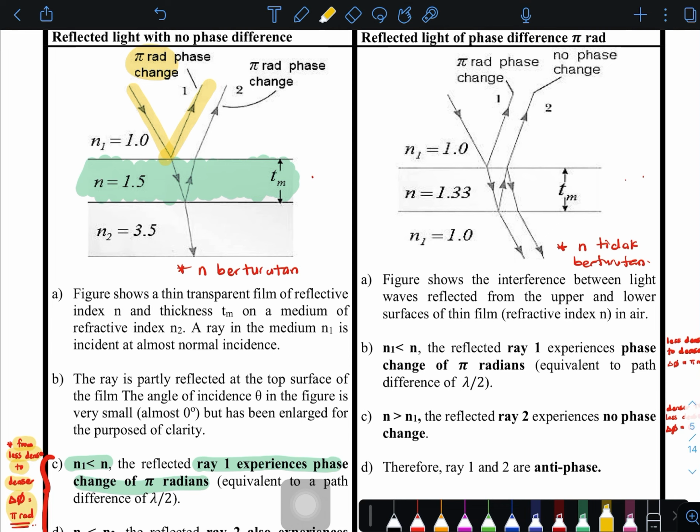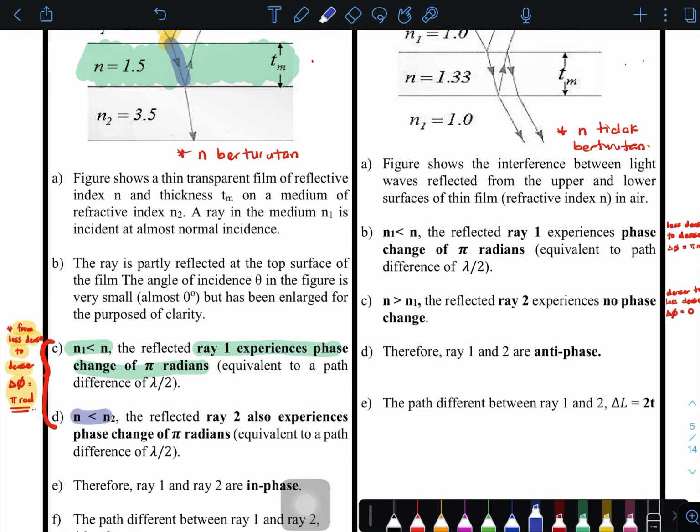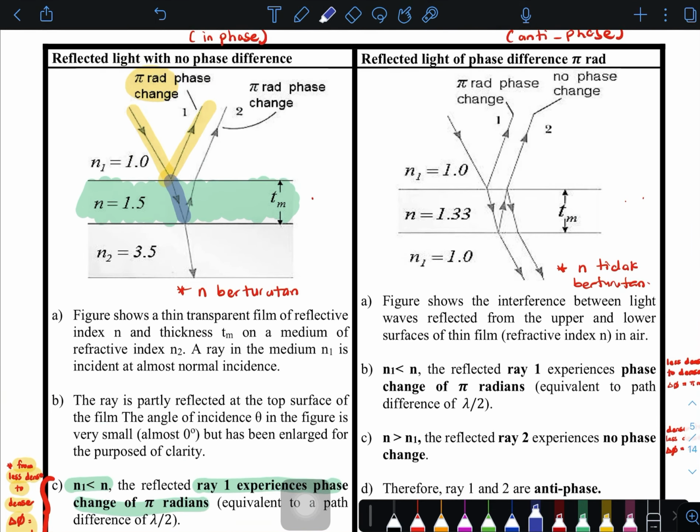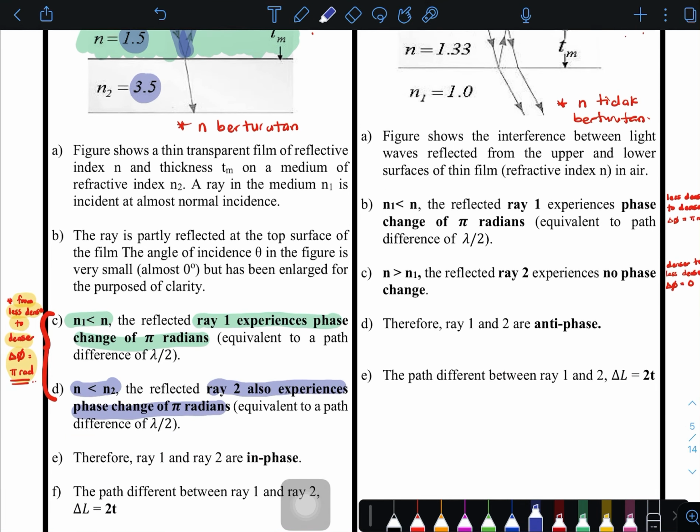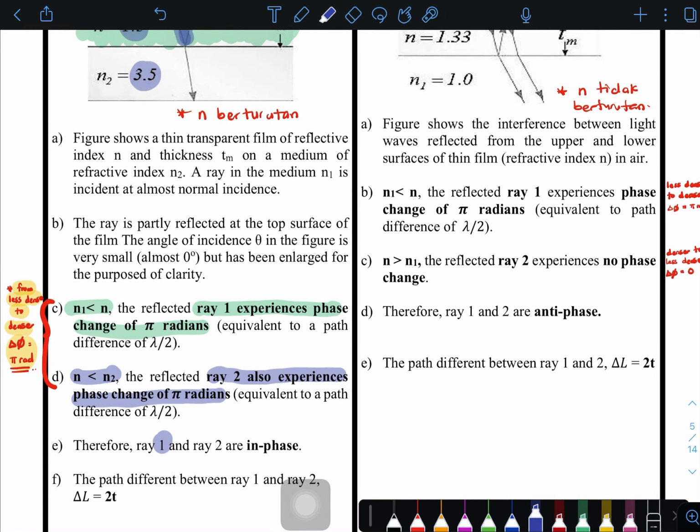Okay, so separuh terpantul dan separuh terbias. So yang ini yang terbias, dia akan masuk melalui N dan pergi ke N2. So kalau kamu tengok, N is smaller than N2. So, ray 2 also experience a phase change of pi radian. So, sebab dia kurang, 1.5 kurang daripada 3.5, so dia juga akan ada phase change sebanyak pi radian. Okay, so pi dan pi, ray 1 and ray 2, dia ialah in phase.